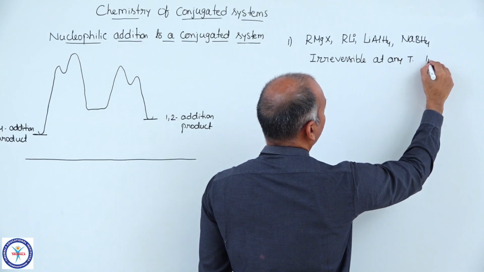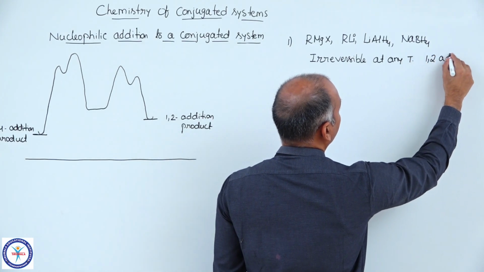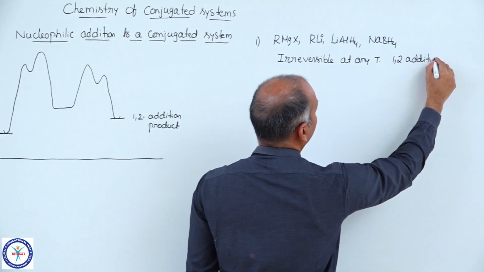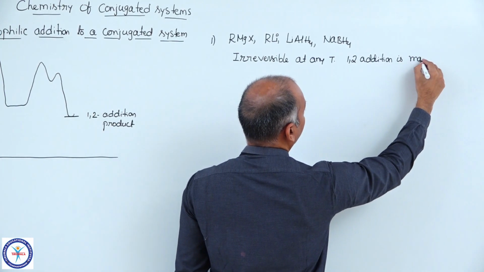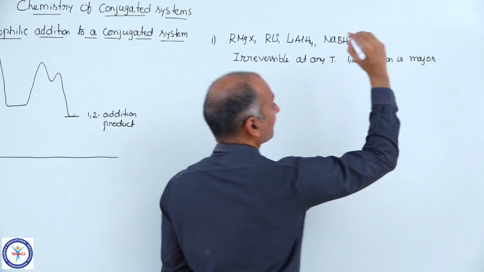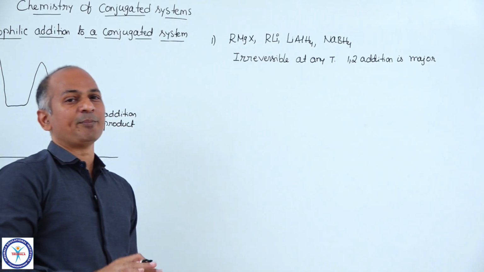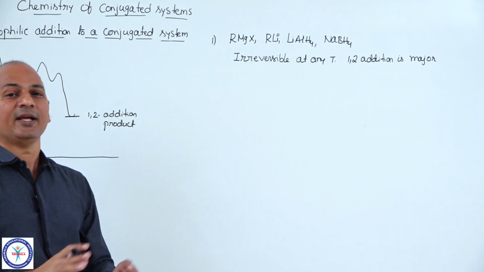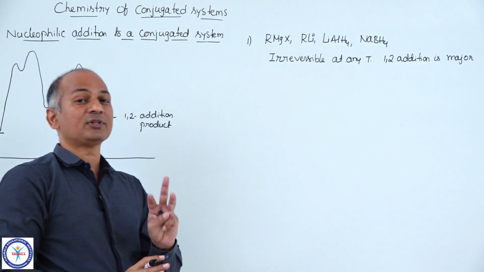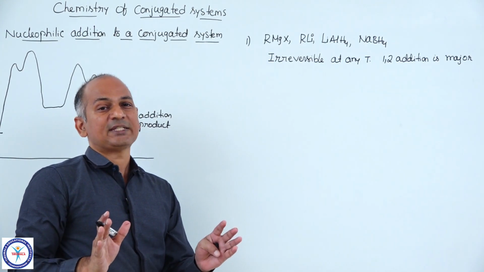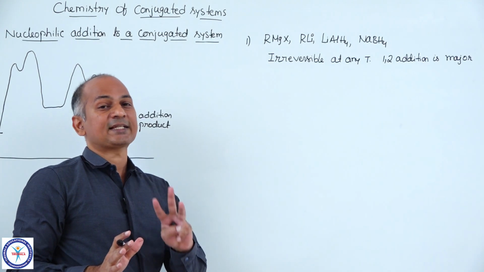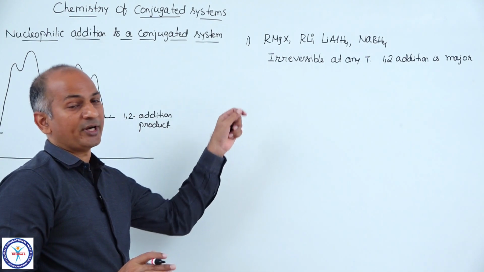As a result, 1,2 addition is major. No matter whatever may be the temperature, low temperature or high temperature, it is always 1,2. And we have 3 exceptions to this. As far as JEE Advanced syllabus is concerned, you have to keep 3 exceptions in mind to my first point.